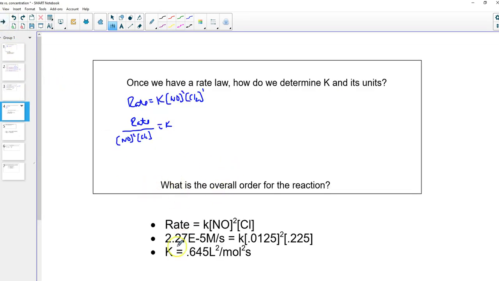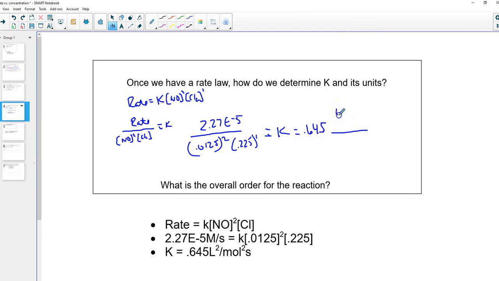And you'll see, in this case, I have the work below here, but the rate is going to be 2.27 e to the negative 5th divided by 0.0125 squared times 0.225 to the first, and this is going to give my K value. And if you trust my math here, it's going to be 0.645. They almost always ask for these units. I'm not quite sure exactly why, but the units on here. So that's the answer, and they're going to have another point just for the units.